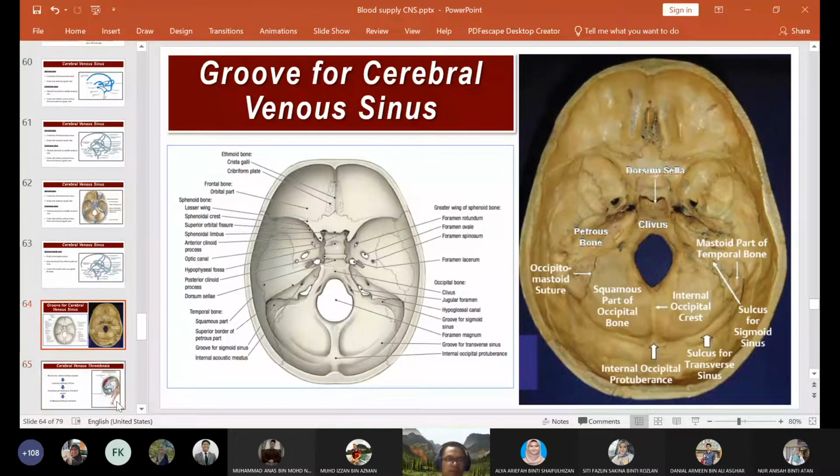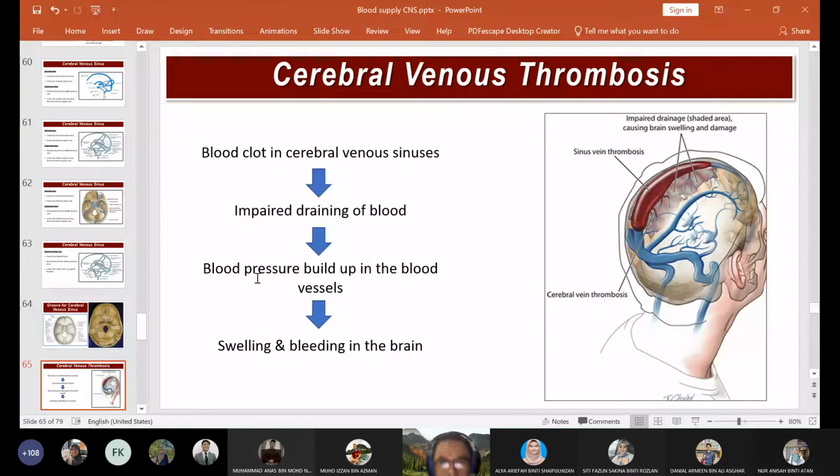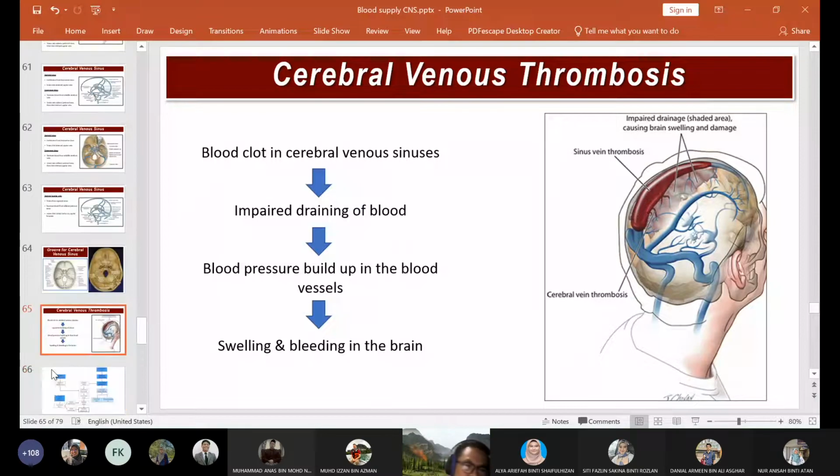Boleh? Okay. Sikit lagi. So, a thing that can happen is cerebral venous thrombosis, where there's a blood clot in the cerebral venous sinuses and it causes problems in draining, so the pressure increases, with swelling and bleeding of the brain. Macam ni lah, thrombosis within the sinus. Here is a picture. Nanti buat tengoklah balik.